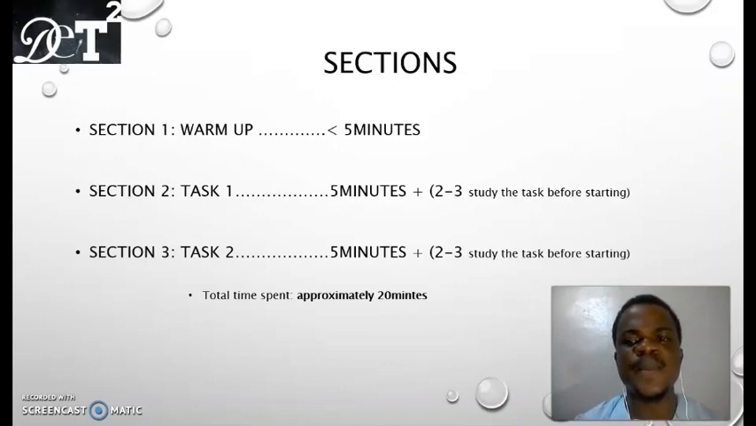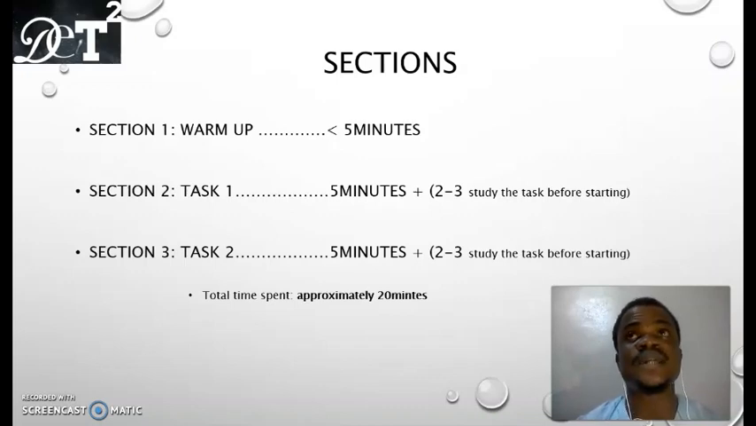So this speaking module is actually divided into three parts. The first part is the warm-up exercise, where the interlocutor and you, both of you, try to familiarize yourselves with each other. Usually this part takes less than 5 minutes.